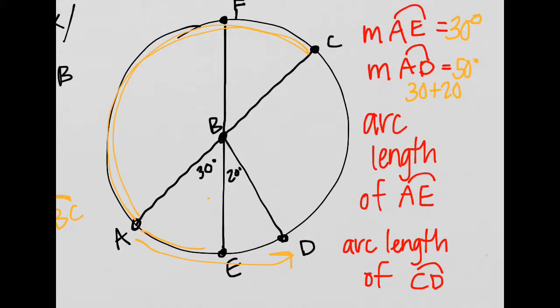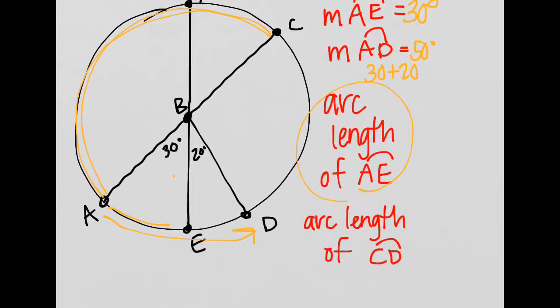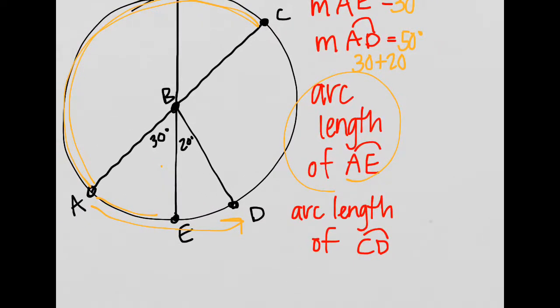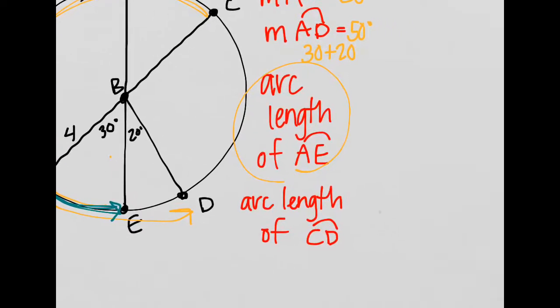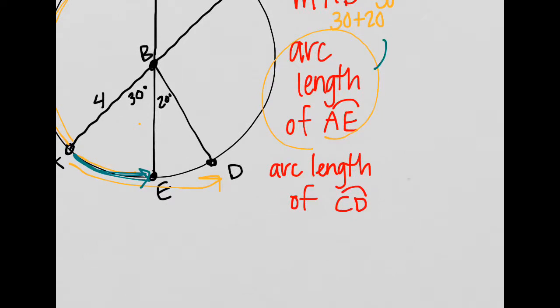Okay? All right, what about the arc length of AE? Do I have enough information to find the arc length? Not quite. I need its radius, right? Remember, this is like how far do I travel from here? Okay, so let's give you a radius. Let's say that it is 4. Just pick a number.